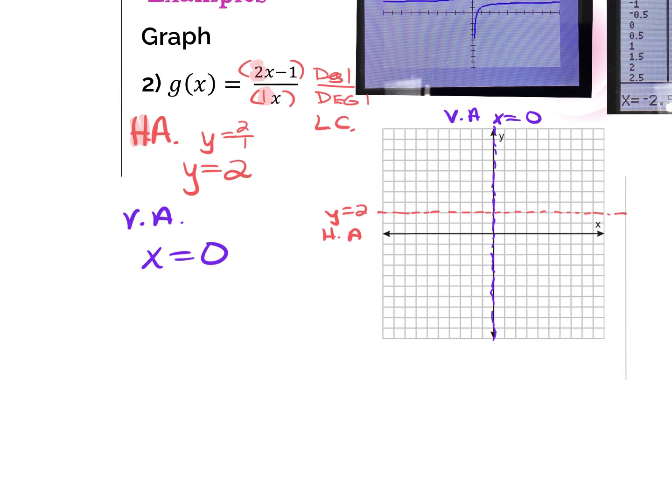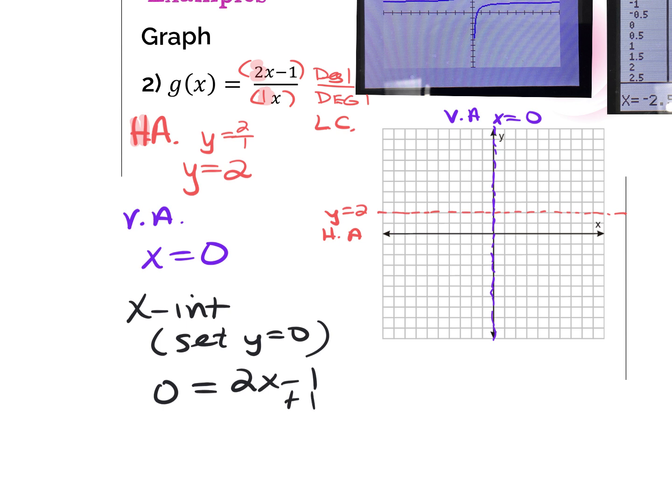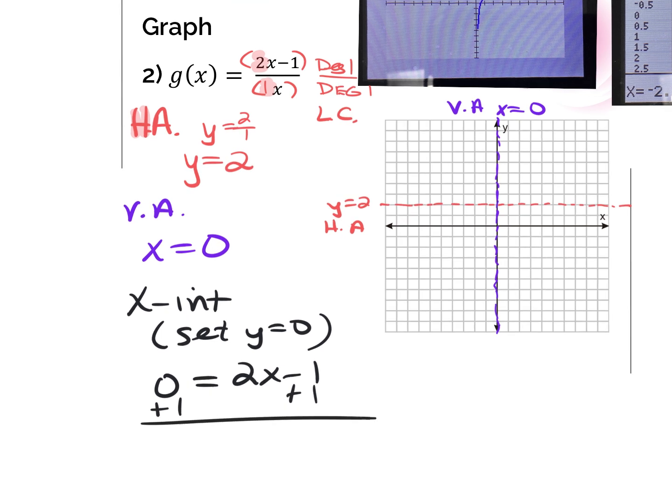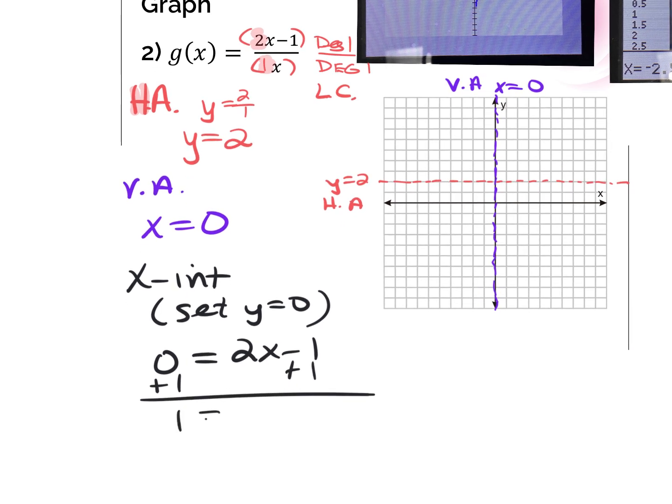So remember, for the x-intercept shortcut, just set the numerator equal to 0. But essentially what we're doing is setting y equal to 0. So 0 equals 2x minus 1. Add the 1. 1 equals 2x. Divide by 2. X equals 1/2. So the x-intercept is (1/2, 0).